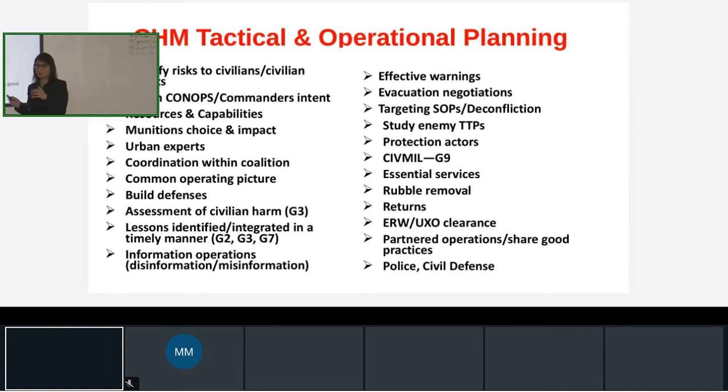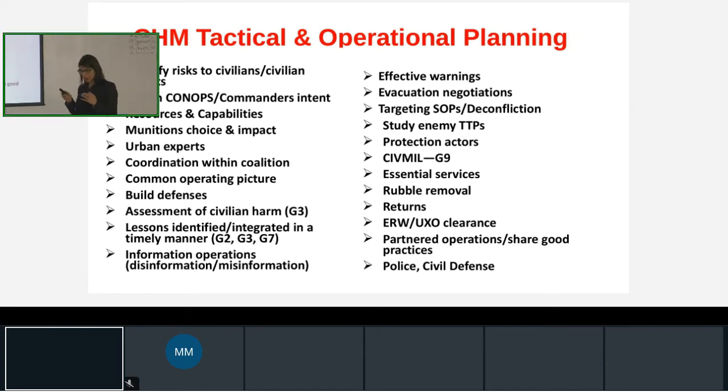Coordinating with the coalition, this came up the other day on Monday, some of the challenges with interoperability of intelligence sharing, et cetera, that definitely has impact on civilians. Building defenses, I mean, you may think from a defensive perspective, if you're defending a city, what can be done to build defense of a city? How are you prioritizing and resourcing? How are you assessing civilian harm? What are the tools that are necessary?